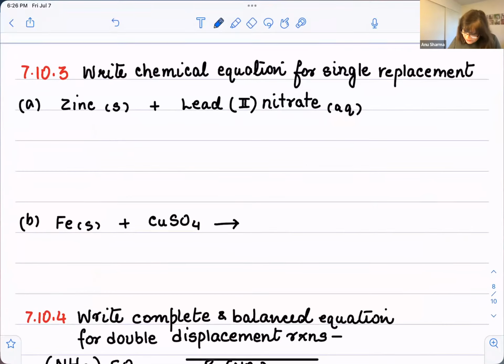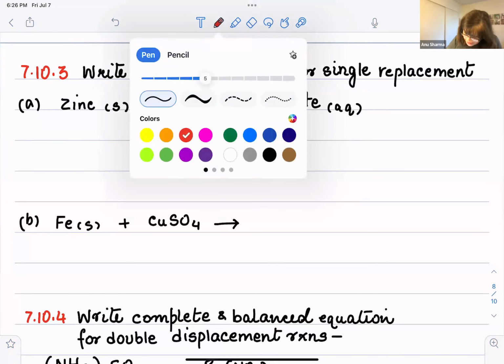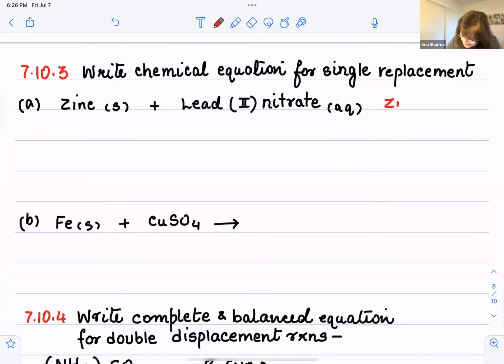So this reaction is working because zinc is above lead. Therefore, this reaction will work. Now write down the symbols. Zinc is Zn, acting as a solid, plus lead(II) nitrate, so this is Pb(NO3) whole twice. How did I get that?